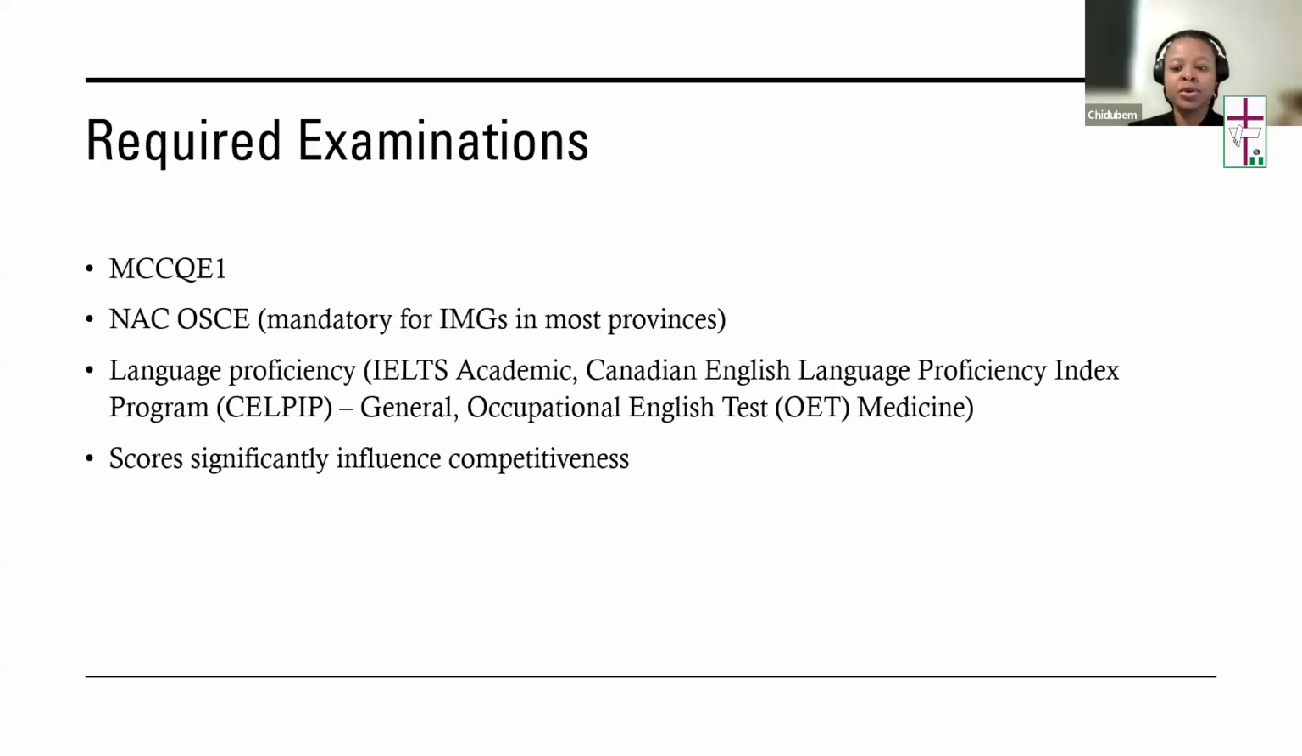Typically the Part 1 occurs about four times a year, and it's not just in Canada; you can write it in up to 70 or 80 other countries. So it makes it easier, as you can start this process before you come to Canada. It can be done on site at a Prometric center, or it can be remote proctored.